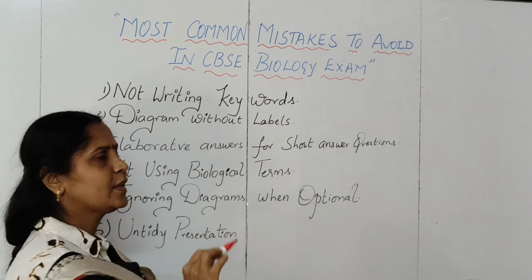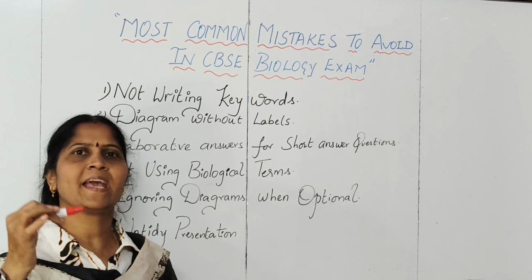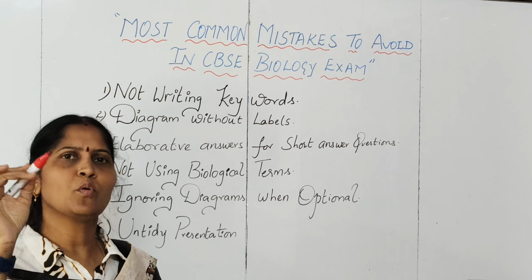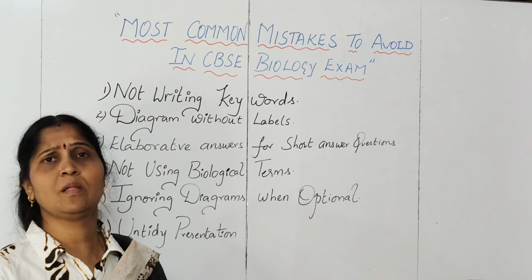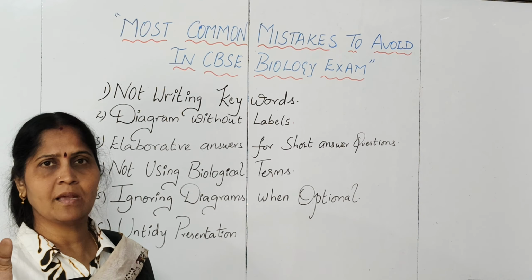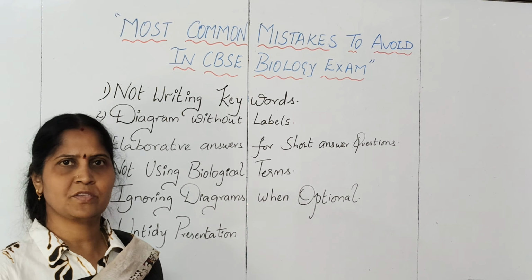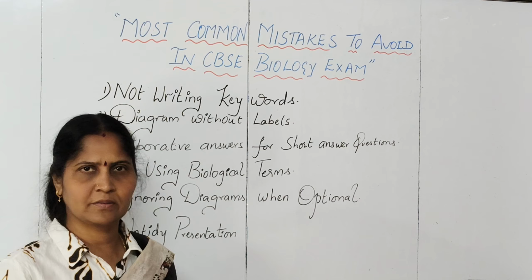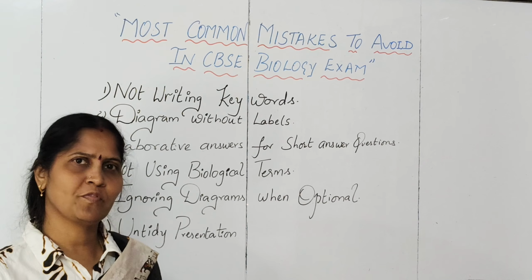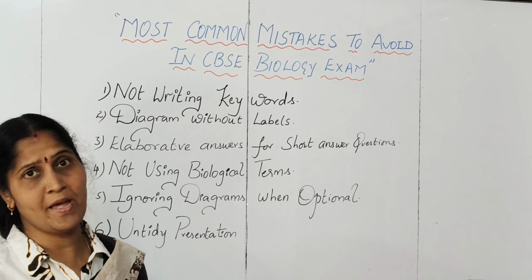Next is diagram without labels. Whenever a diagram is asked for, you have to draw the diagram perfectly, as I told you, and that too within the box. One side labeling, all labelings should be perfect. If you are skipping the labels, then you are sure to lose your marks. Half a mark is cut for each label. So do take care of that.